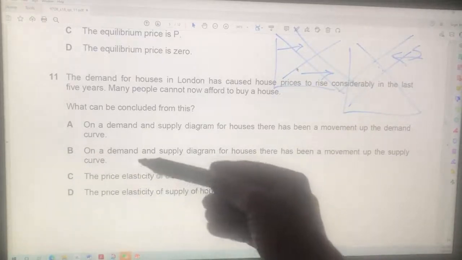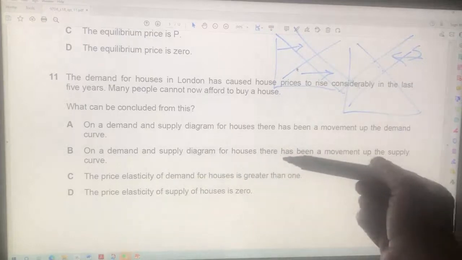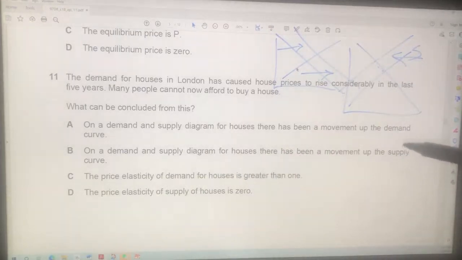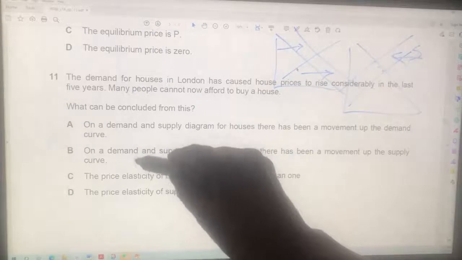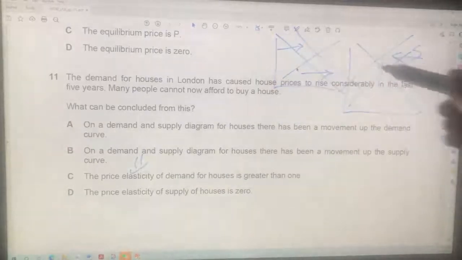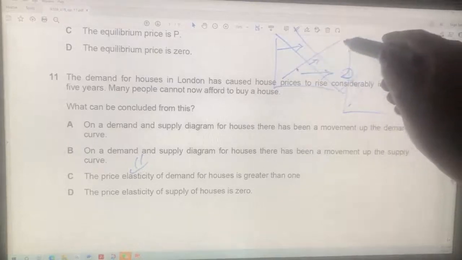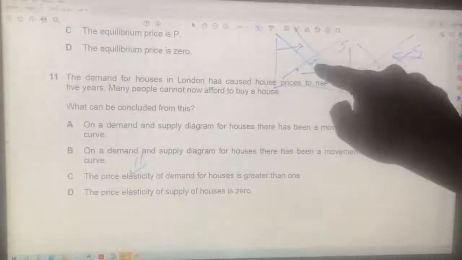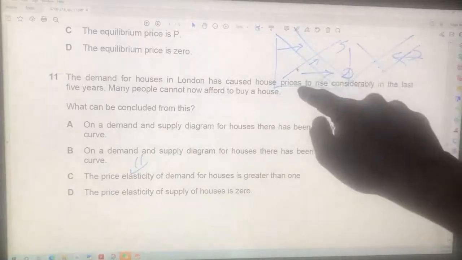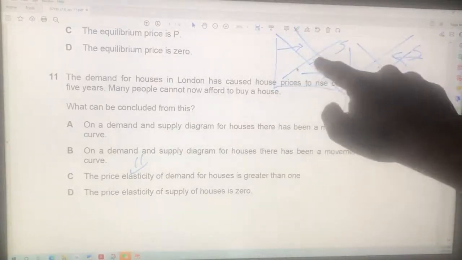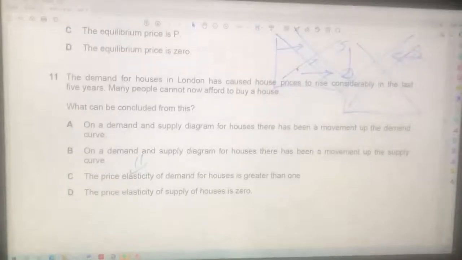B says, on a demand and supply diagram for houses, there has been a movement up the supply curve. Yes, that sounds good. There's a movement up the supply curve when the demand curve shifts to the right, up the supply curve because now there's a higher quantity demanded. I think B is the answer for 11.